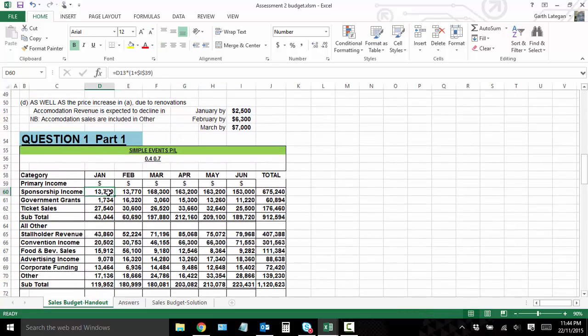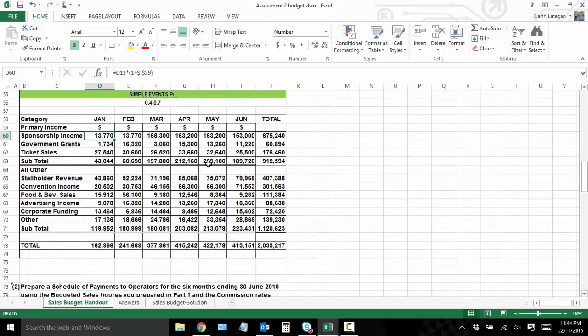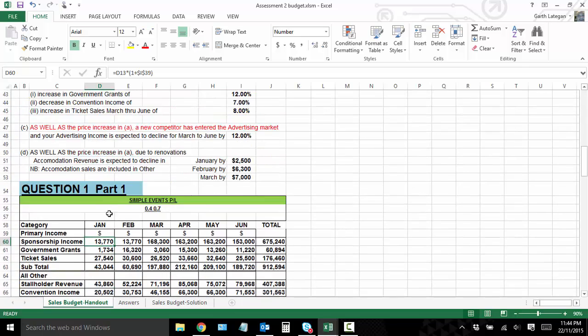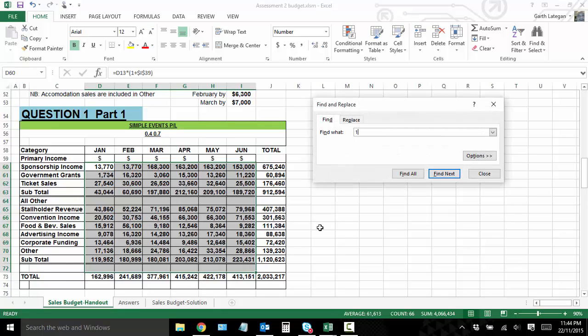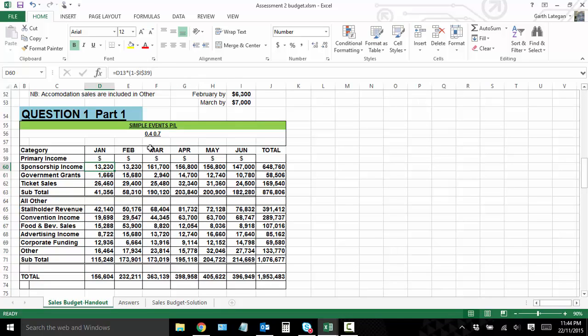So there's a decrease. I made a mistake, haven't I? Isn't that annoying? Oh, it's supposed to be 1 minus. So I can just do a little trick here. I can go Control F, find 1 plus, replace it with 1 minus. Replace all. Press OK. So now they're all 1 minus. Bit of a trick there if you ever get into trouble. Mistakes do happen, and that happened just then.